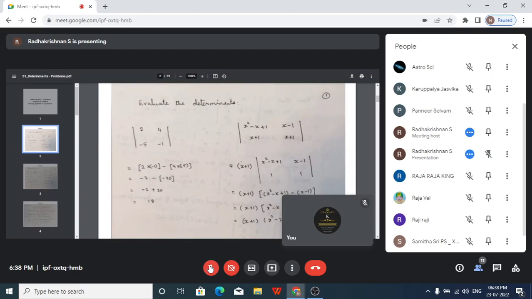Right. So the first one, like we said, 18 is the answer. So it's simply 2 into minus 1 minus 4 into minus 5. So that is 18. Second problem, you take out x plus 1 and make it like x square minus x plus 1, x minus 1, 1, 1. Then it will be easier now. So the answer is given there. Okay.